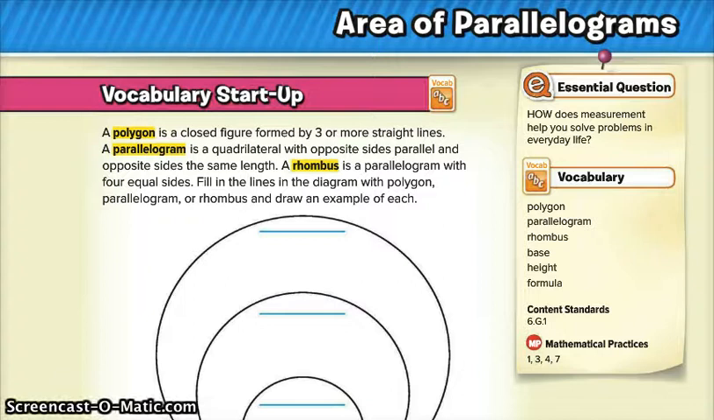So go ahead and take a look at the vocabulary startup and take a look at those three vocabulary words. And I'd like you to read them carefully and just make sure that you have an understanding or you're remembering what each of those means. And then we're going to fill out the Venn diagram or the circles below with each of the words that kind of show what is each type.